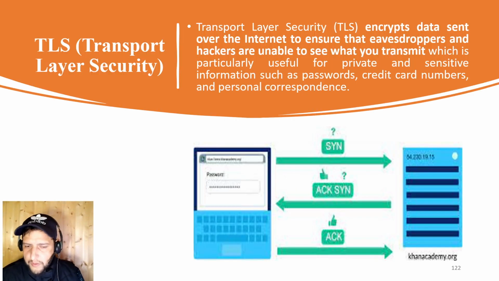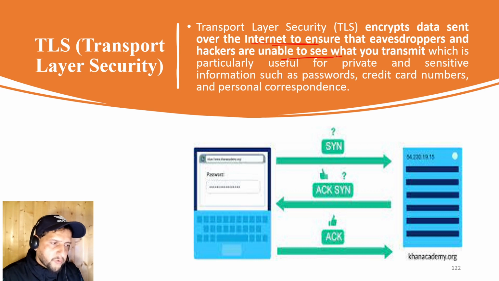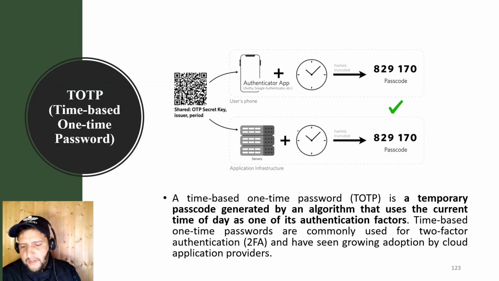So now we have TLS, which is Transport Layer Security. This encrypts data sent over the internet to ensure that eavesdroppers and hackers are unable to see what you transmit, which is particularly useful for private and sensitive information like passwords, credit card numbers, and all. So this is your three-way handshake.